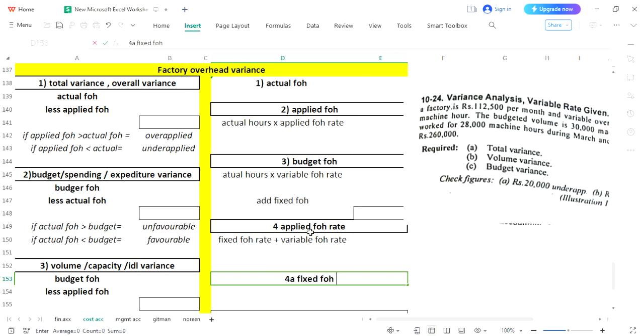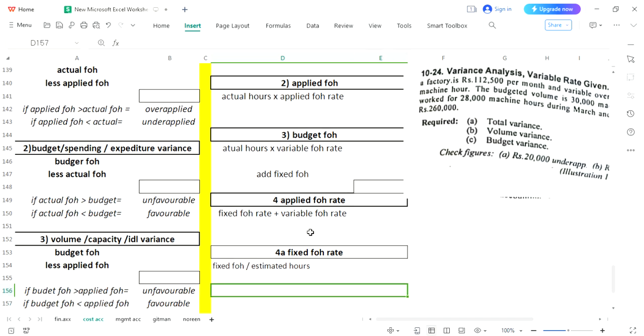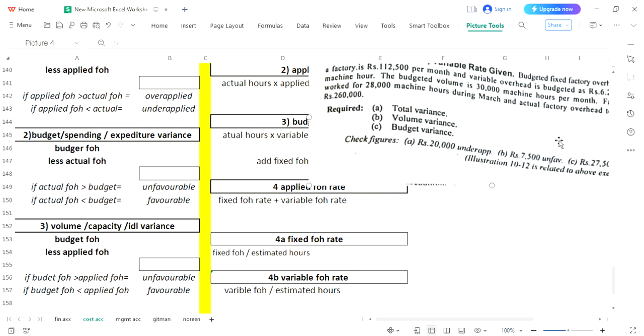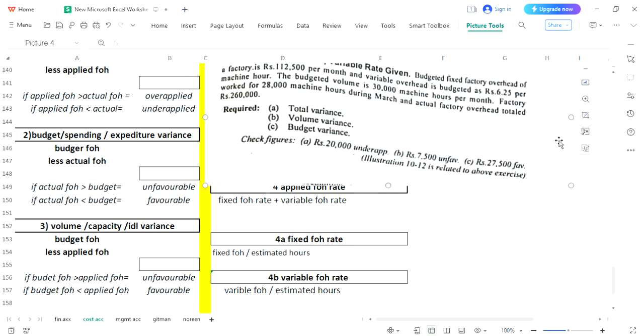Fixed FH rate would be calculated. How? You will take fixed FH and it would be divided by estimated hours or units. Then at 4B, you will calculate your variable FH rate. How? By taking variable FH first and then dividing it by estimated hours. So you can see we have written the formula, all supporting statements and variances, but still nothing has been calculated.